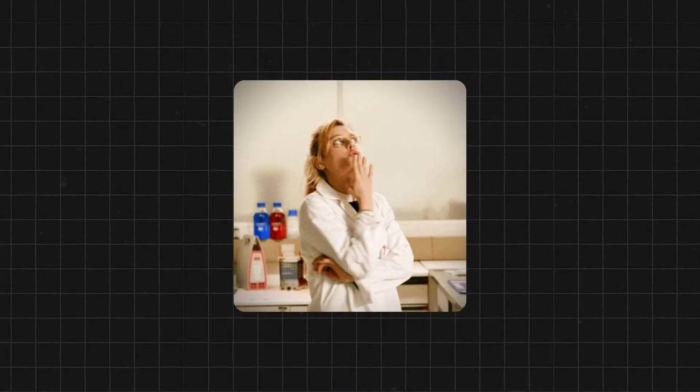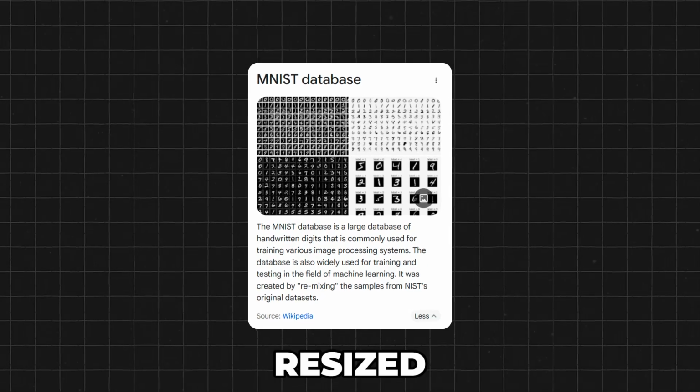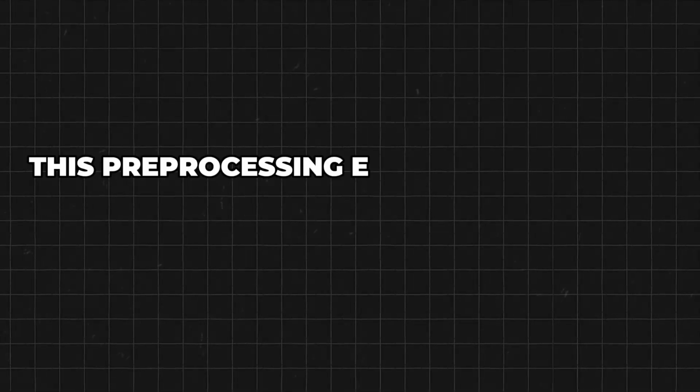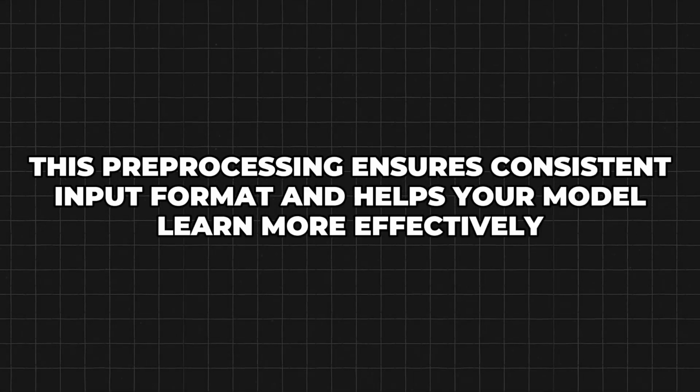Your implementation begins with data preparation. You'll use the MNIST dataset as input, with images resized to 32 by 32 and normalized. This pre-processing ensures consistent input format and helps your model learn more effectively.